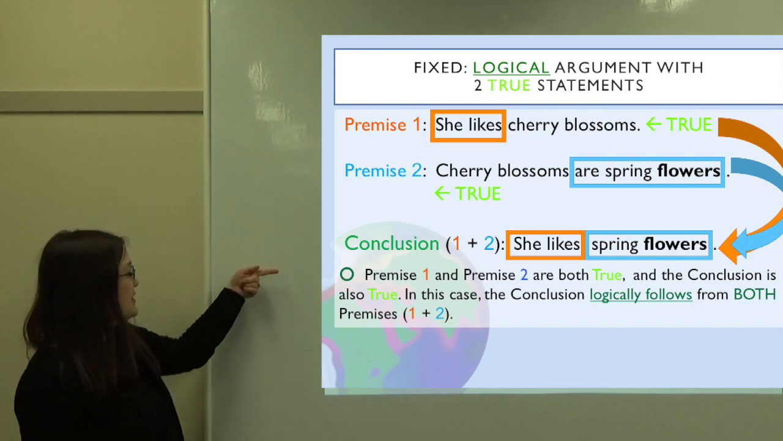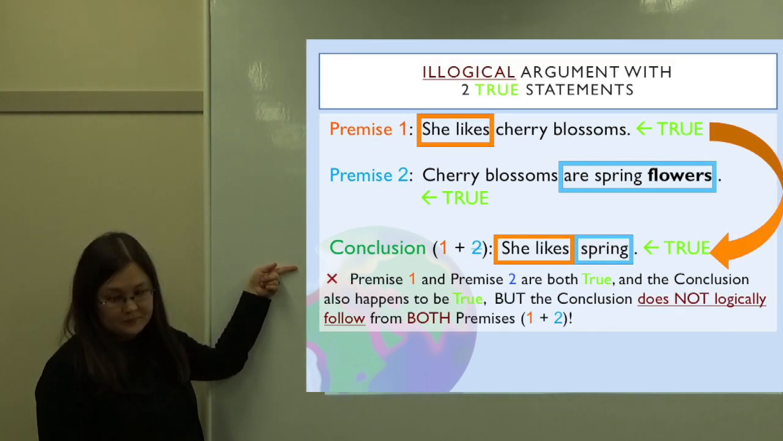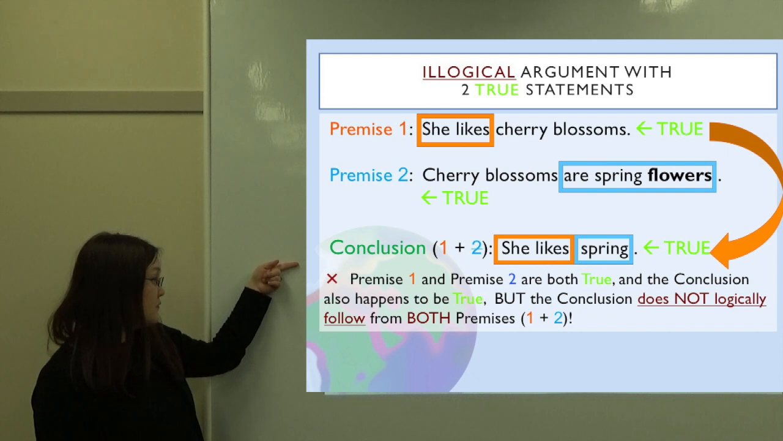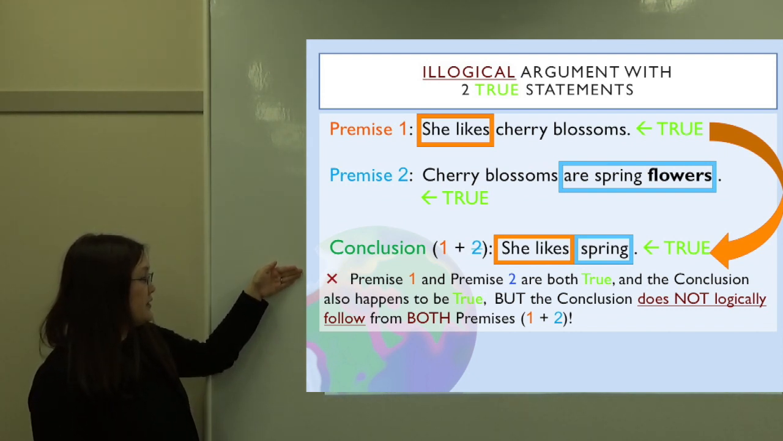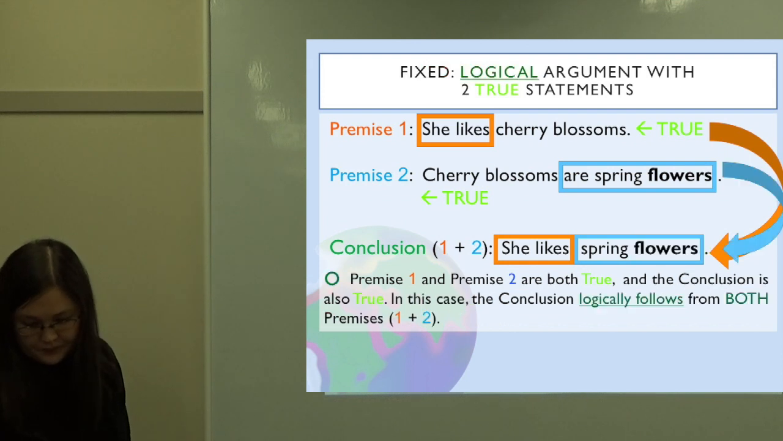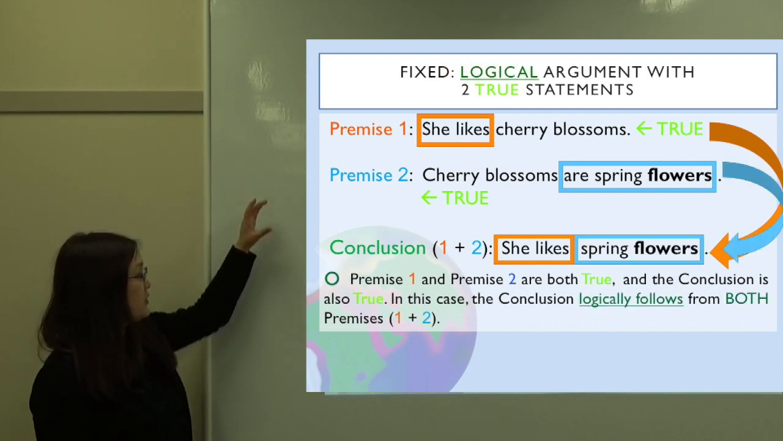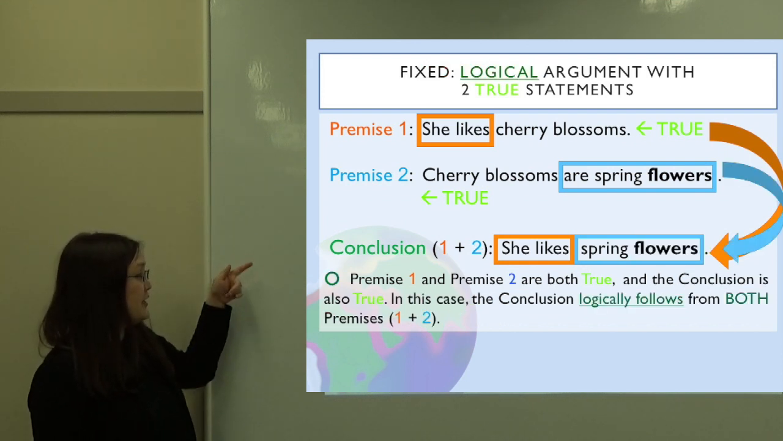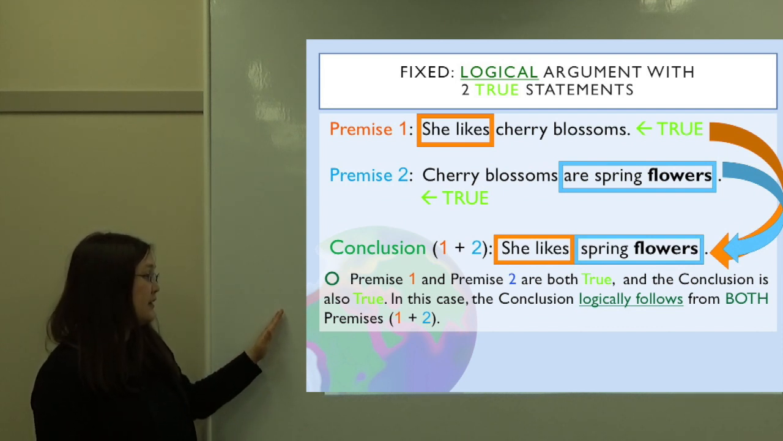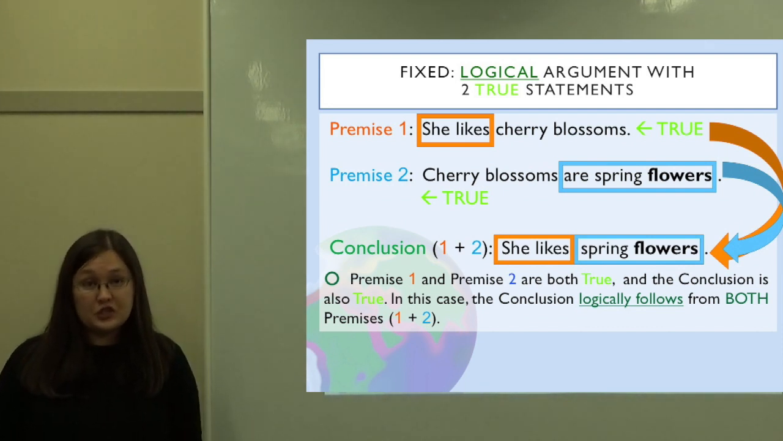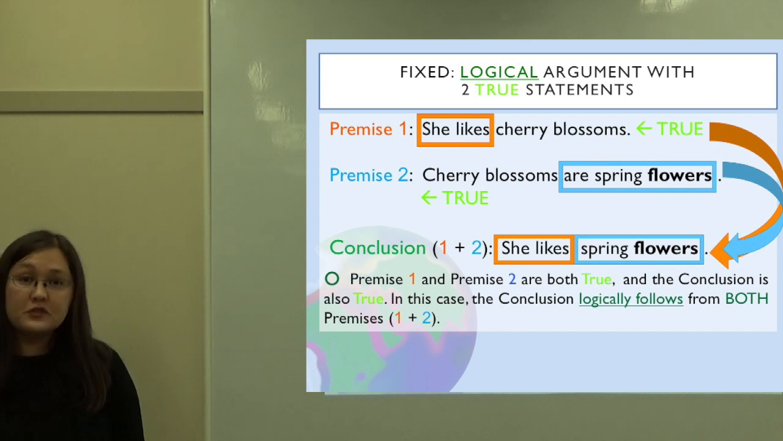As it is, this conclusion is missing the part of the blue flowers, the main point here. But if we put spring flowers here, then we can change. It is 1 plus 2. And then, in this case, the conclusion logically follows. It follows the rules of logic correctly.